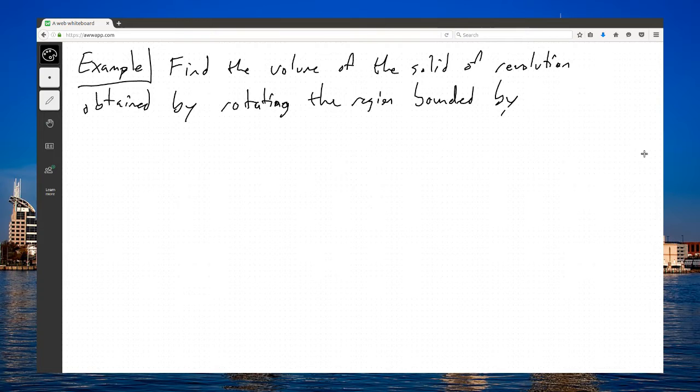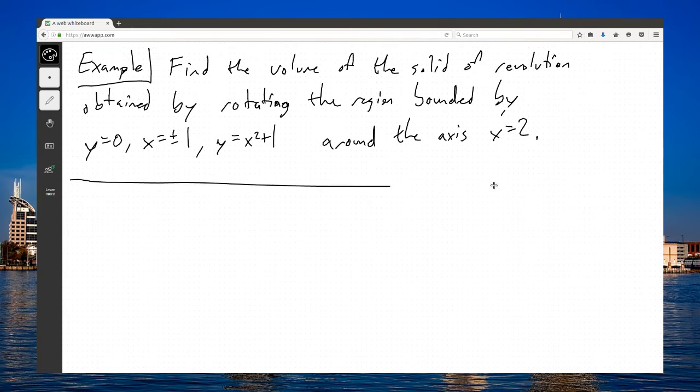And for this example, we're going to have y is equal to 0, x is plus or minus 1, so x is equal to 1 and x is equal to negative 1 are separate bounds. y is equal to x squared plus 1, and we're going to rotate that region around the axis x is equal to 2. So again, let's start by drawing a picture of the region, and then we'll get a better picture with the axis.